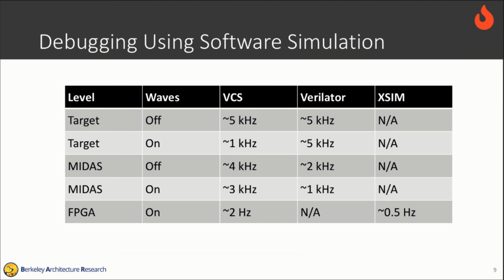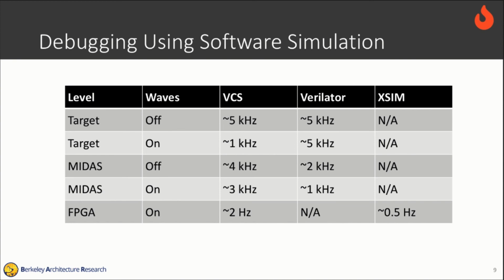So just to give you a sense of how these different resolutions of simulations affect your simulation performance. Now, I want to emphasize this is not a comparison between simulators. It was using some default configs, but the main point to show here is that FPGA level simulation is very slow compared to Midas or target level simulation, and you don't really get a performance hit by simulating a Midas level simulation compared to a target level simulation.